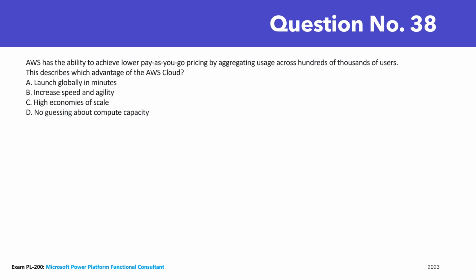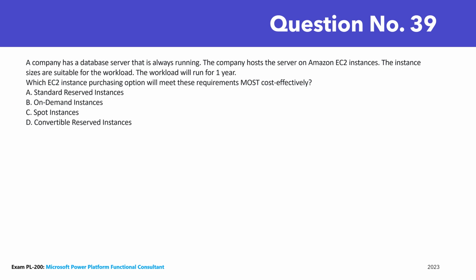AWS has the ability to achieve lower pay-as-you-go pricing by aggregating usage across hundreds of thousands of users. This describes which advantage of the AWS Cloud? A. Launch globally in minutes. B. Increase speed and agility. C. High economies of scale. D. No guessing about compute capacity. Correct answer, C.